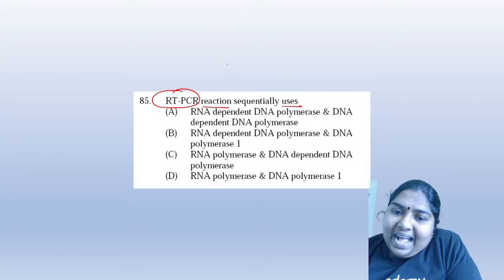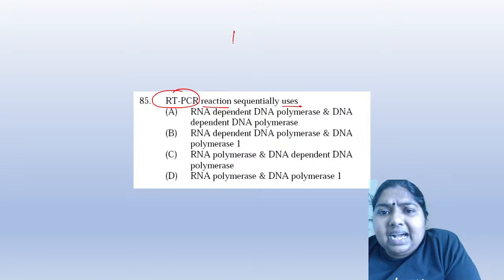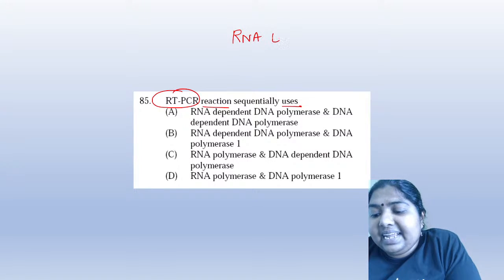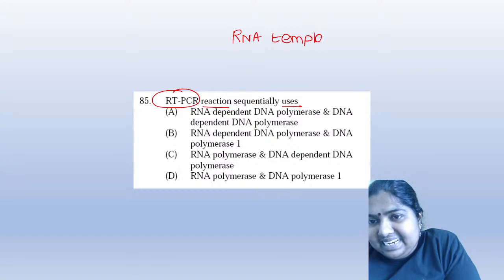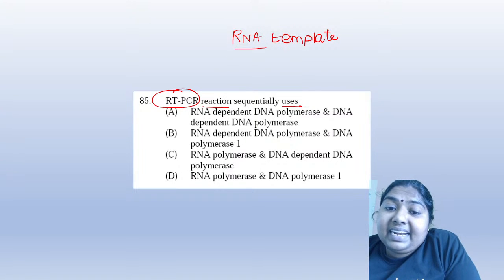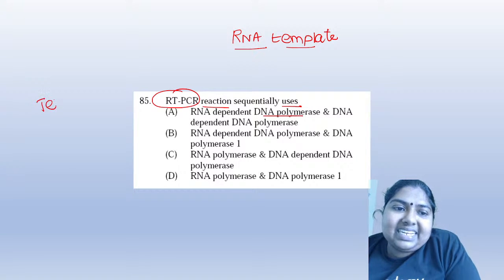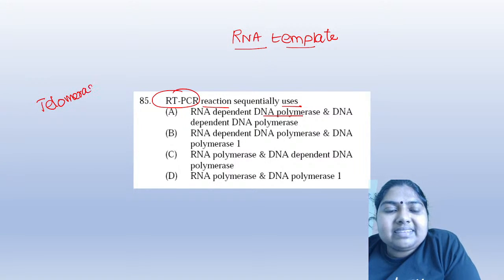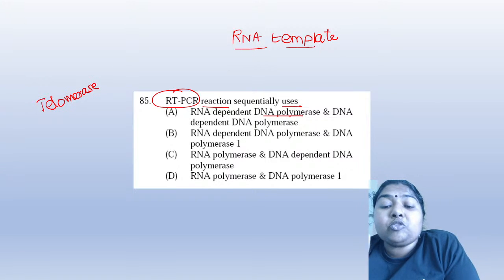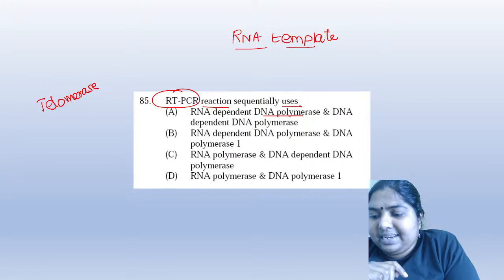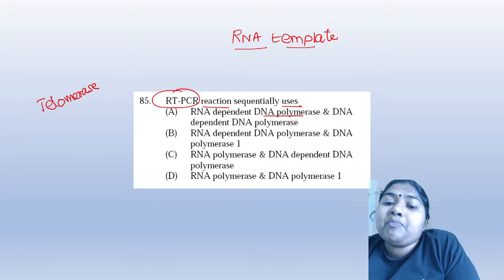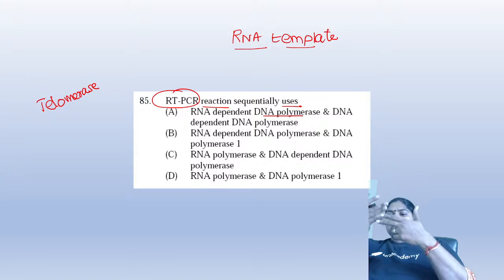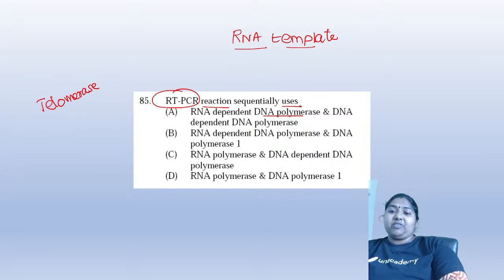So in RT-PCR, you have an RNA dependent polymerase. RNA dependent means RNA is used as a template. So it is an RNA template dependent DNA polymerase, like our telomerase, isn't it? Like that, this fellow is doing. The other one is going to be the DNA dependent DNA polymerase. So first it does this reverse transcription, then it is going to amplify your cDNA.